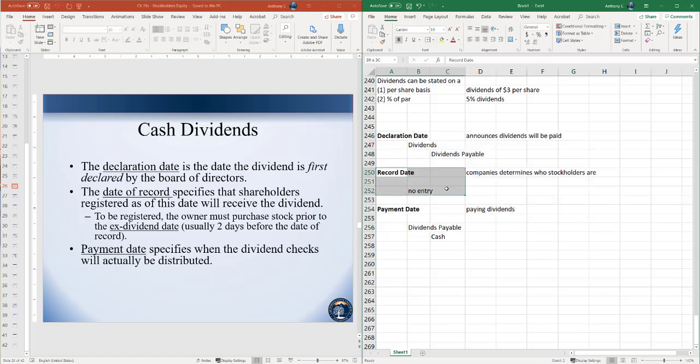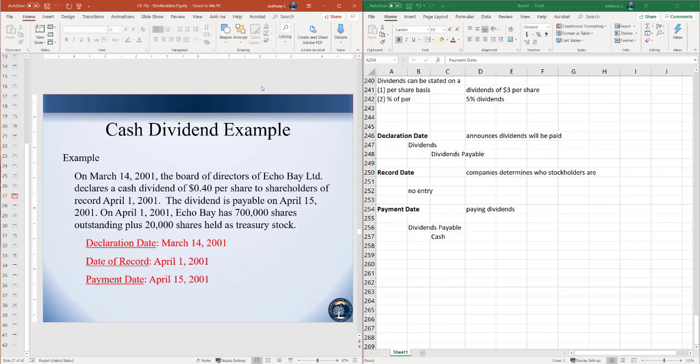Again, record date, there's no entry. Declaration date, payment date. Hopefully this should be review from principles or accounting 301A. Actually, you don't cover dividends there. But yeah, this should still be review.